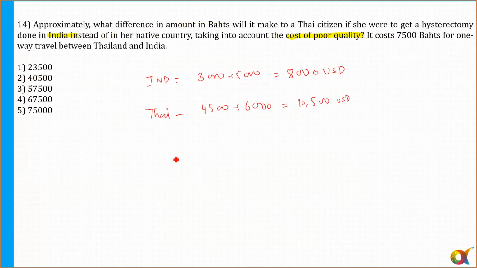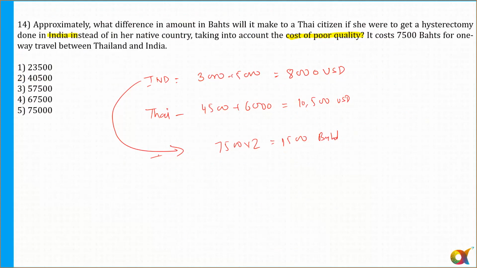Okay. Now, what is the traveling cost? If someone travels to India, the total traveling cost is 7,500 baht. I need to convert this in terms of US dollars also. You can use the conversion rate because all the values are in dollars.